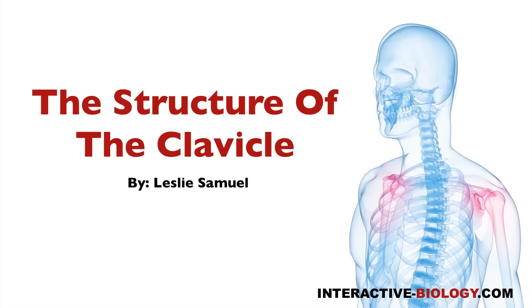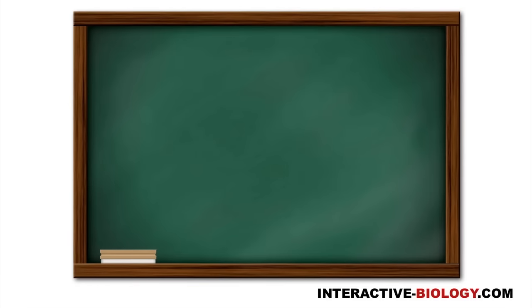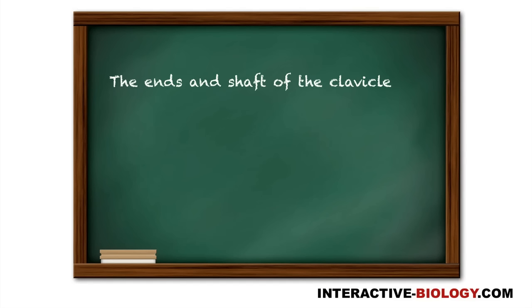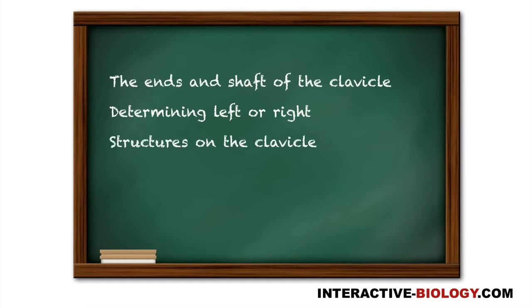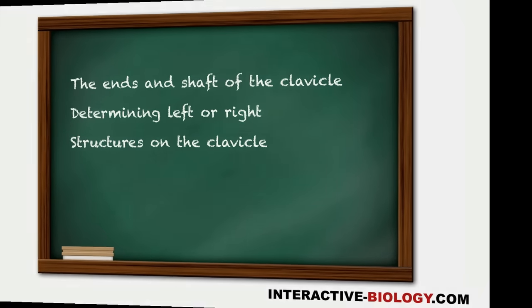My name is Leslie Samuel, and in this video I'm going to be talking about the structure of the clavicle. More specifically, I'm going to first talk about the ends and the shaft of the clavicle. Then I'm going to talk about how to determine whether it's a left or right clavicle, and then the structures that are on the clavicle. By the end of this video, you'll know exactly how to identify different aspects of the clavicle. So let's get right into it.